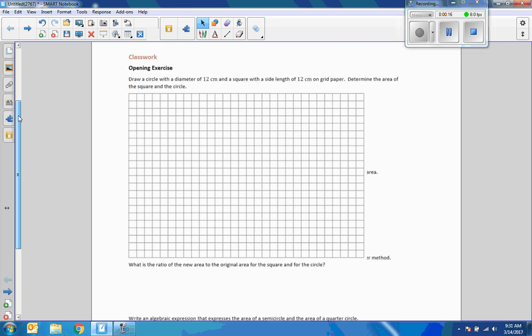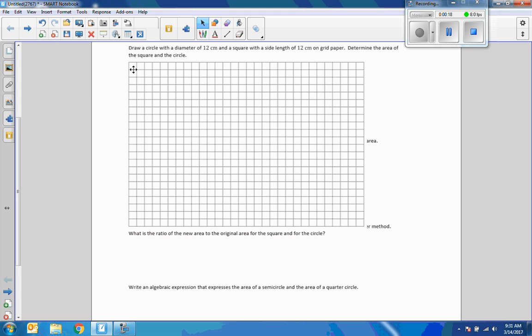So the first classwork opening exercise says to draw a circle with a diameter of 12 centimeters and a square with a side length of 12 centimeters on grid paper. Determine the area of the square and the circle. Okay, so let me do this.